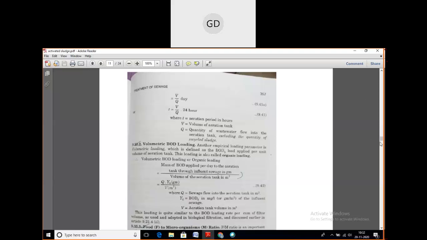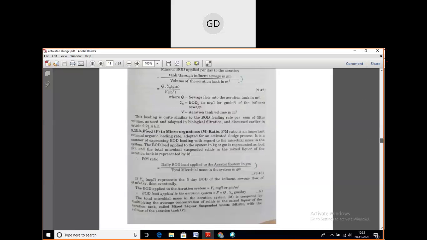So it tells how much BOD is being applied per unit of the aeration tank. Now next is your food to microorganism ratio, also called the F/M ratio. It is an important rational organic loading rate adopted for an activated sludge process. It is a manner of expressing BOD loading with regard to the microbial mass in the system. The BOD load applied to the system in kg or gram is represented as food, and the total microbial suspended solids in the mixed liquor of the aeration tank is represented by M.